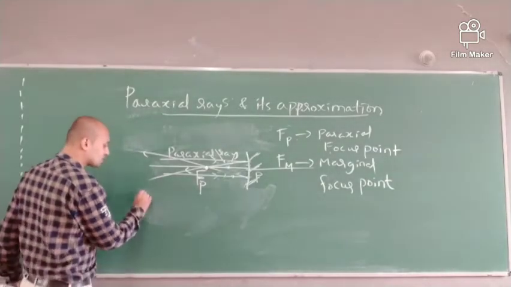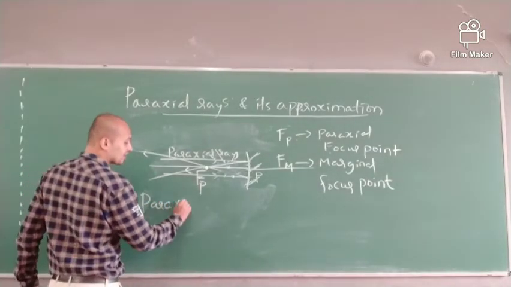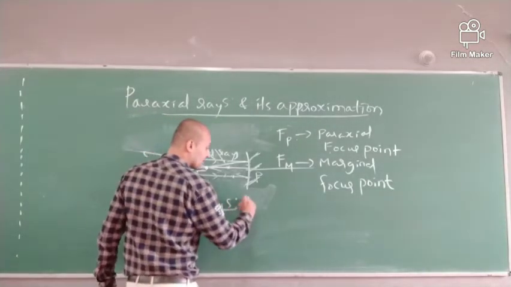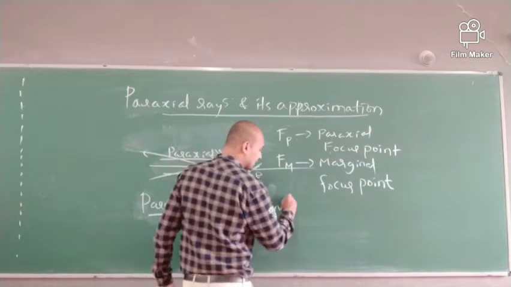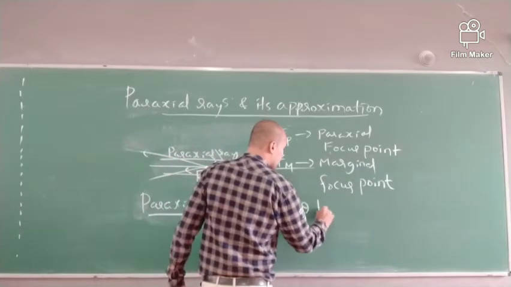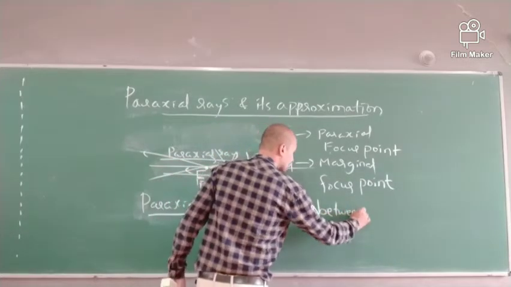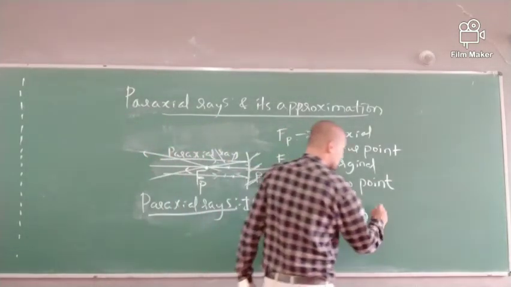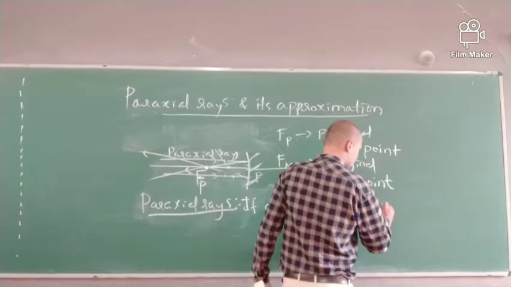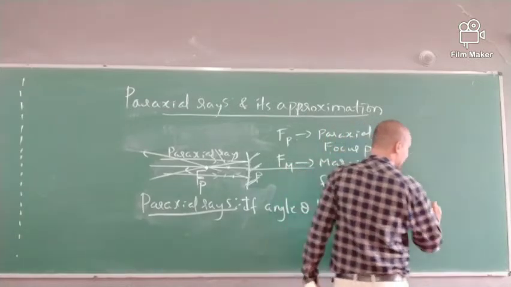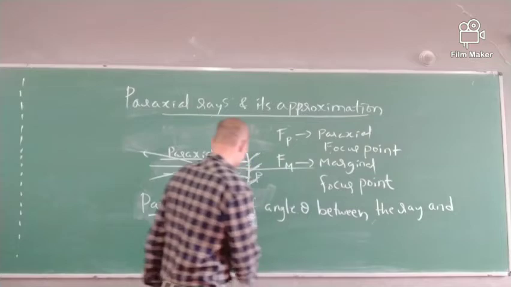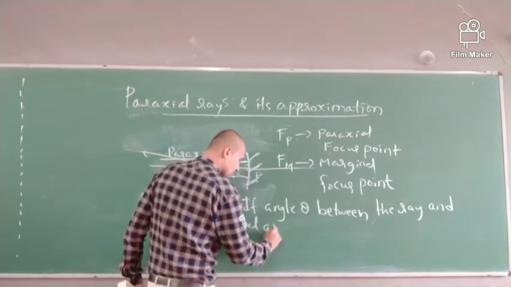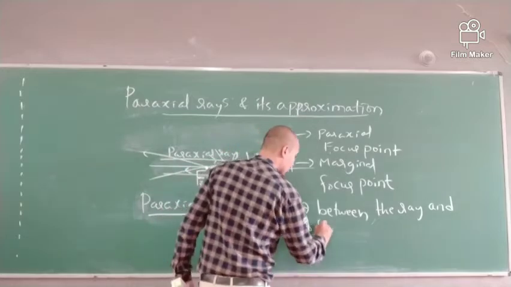So what are paraxial rays, if you ask me? A ray is said to be a paraxial ray if the angle theta, where theta is the angle between the ray and the principal axis, is small.